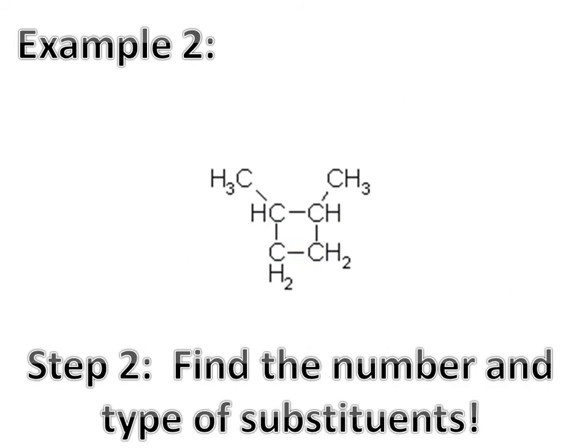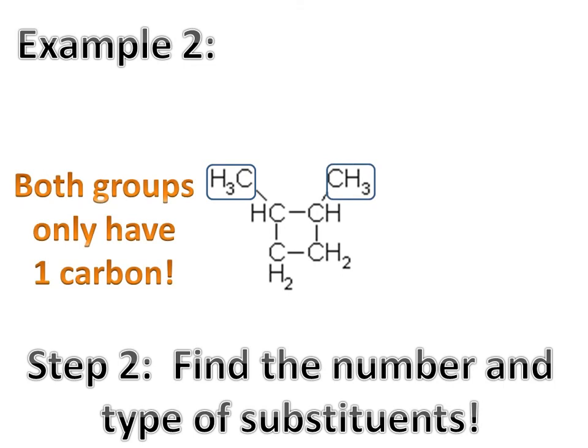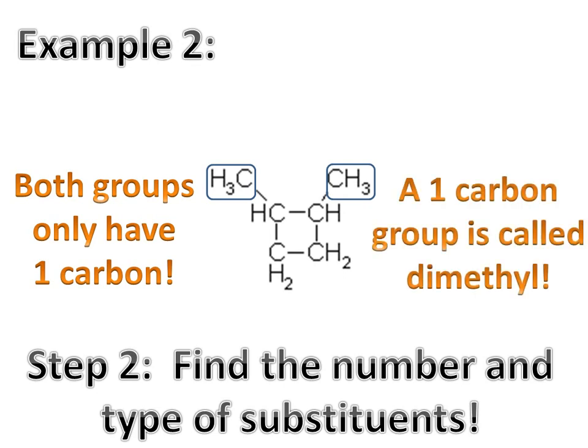Now step 2, find the number and type of substituents. If the ring is our parent, then our substituents are these 2 methyl groups that are up top. Now I call them methyl groups because each of them only has 1 carbon, and our prefix for 1 carbon is meth. Now, if we have 2 1-carbon groups, we're going to call this dimethyl because we have 2 methyl groups. Di stands for 2, methyl stands for our 1-carbon group.